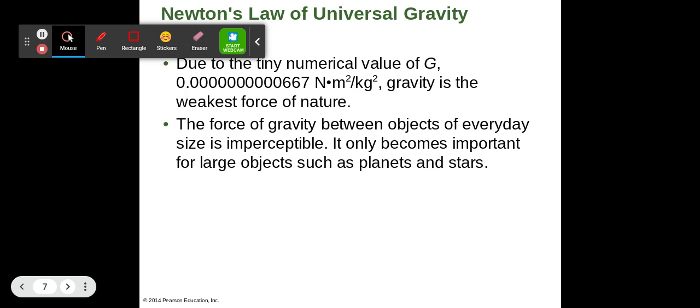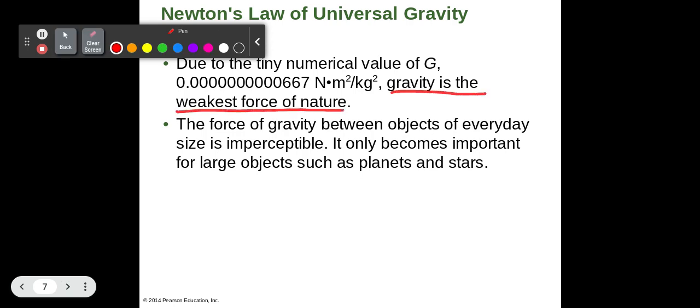Capital G is a very, very small number. So this force of gravity is extremely weak. It's one of the weakest forces of nature. The force of gravity between objects of everyday size is pretty much imperceptible. You're not really going to feel it. It only becomes important when we talk about very large objects like planets and stars.